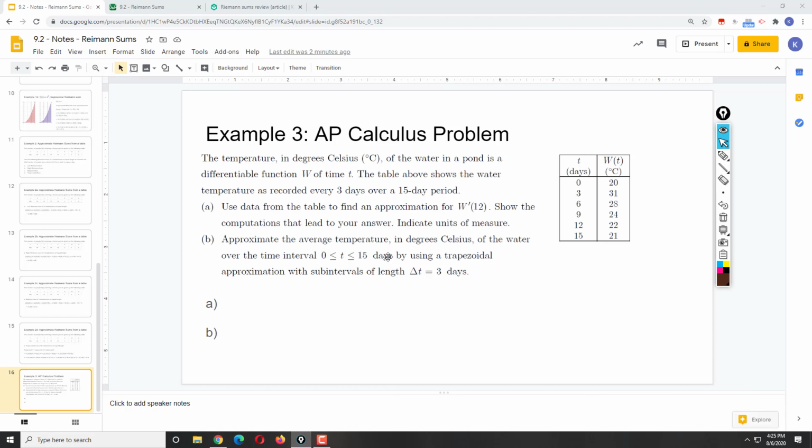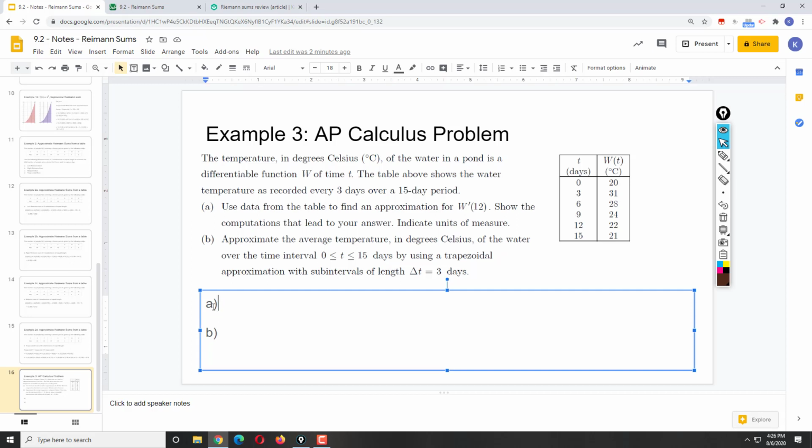Okay? So part A is a review. Part A says use data from the table to find an approximation of W prime 12. Well, that's a review from section 7.2, estimating derivatives from a table. If you don't remember, you should go back and review 7.2. But the idea is we can use average rate of change.